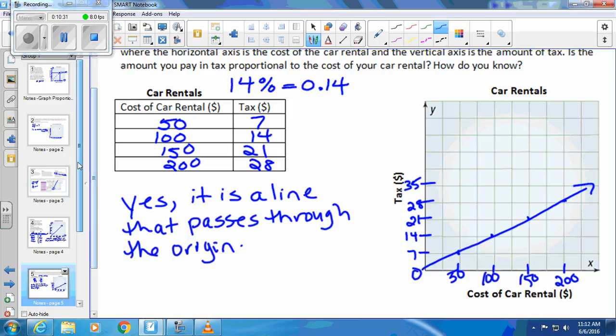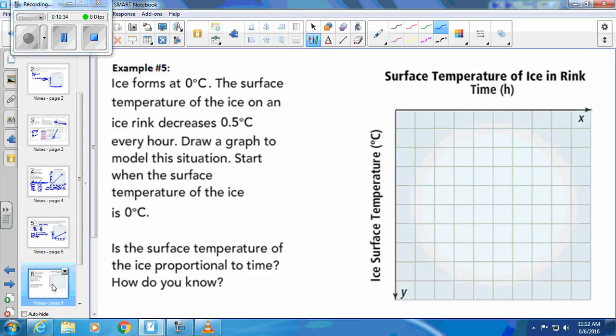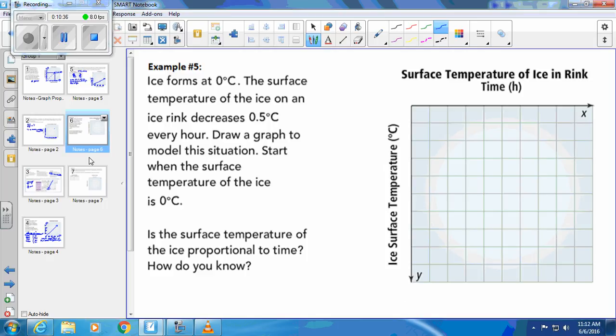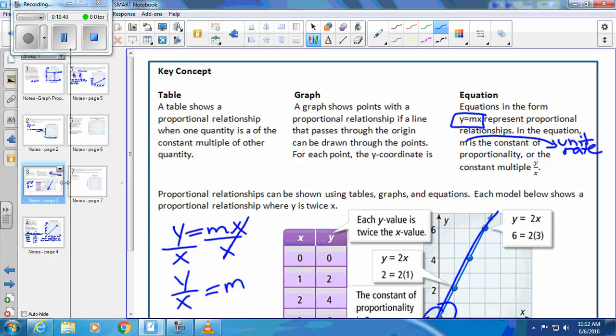Now I'm going to do the next one with you because the graph looks a little bit different than what we're used to here. Instead of, oops, sorry about that, just like being in class.